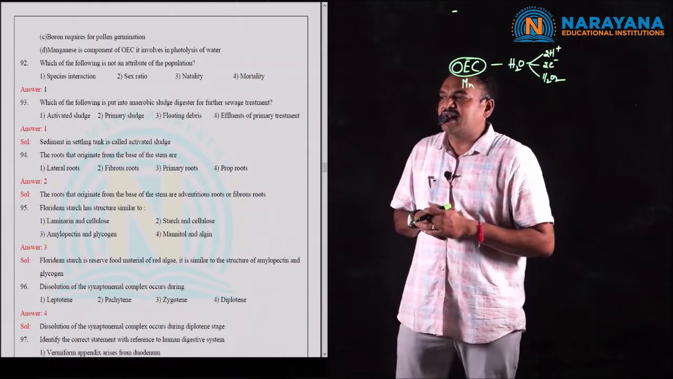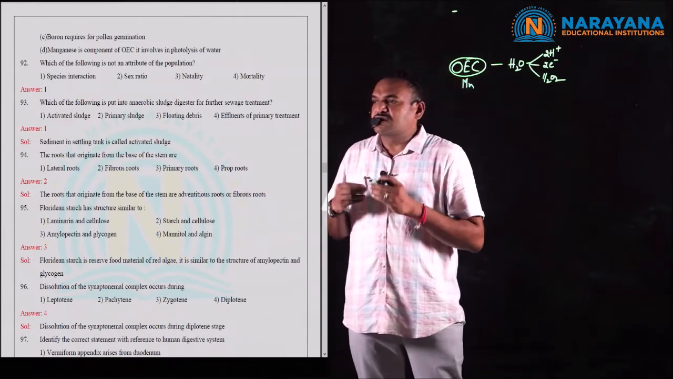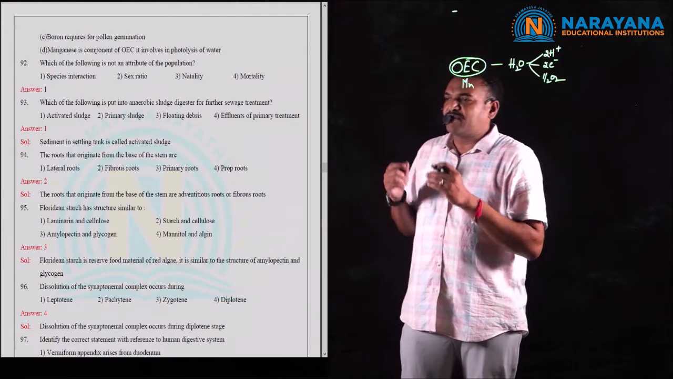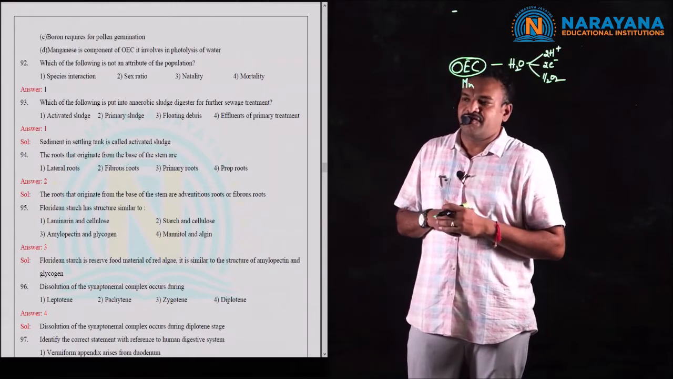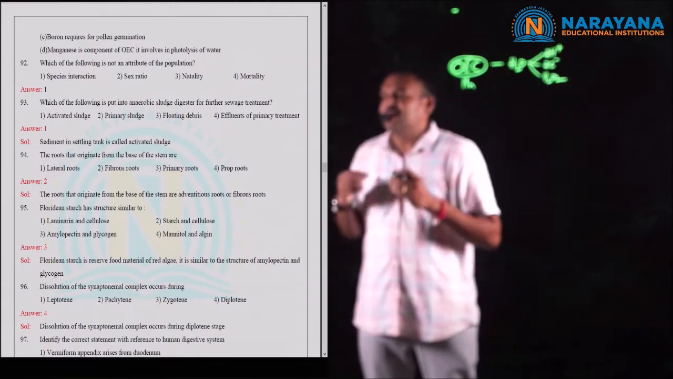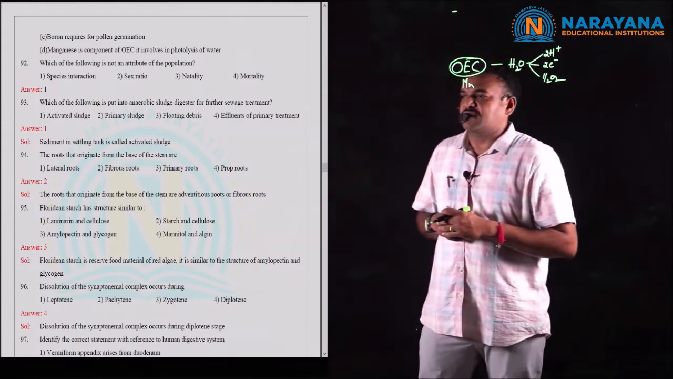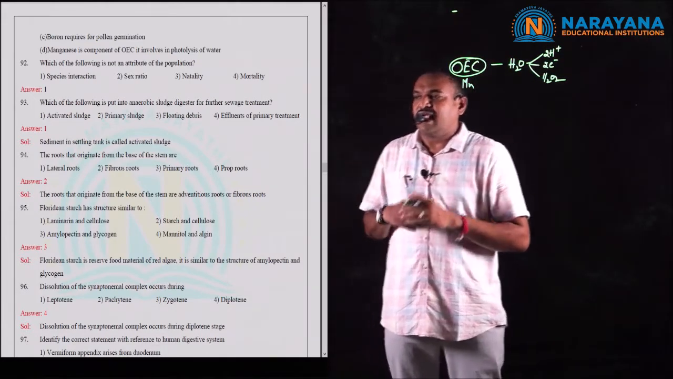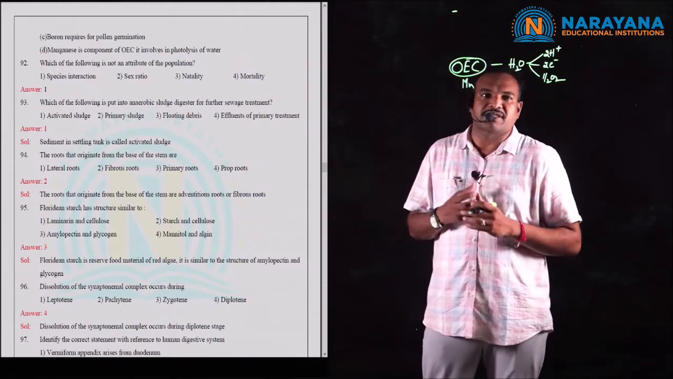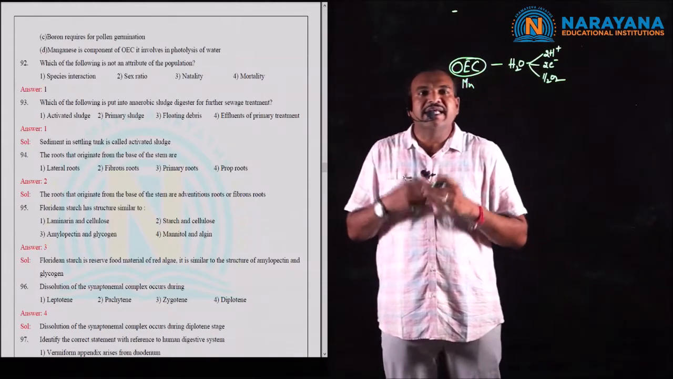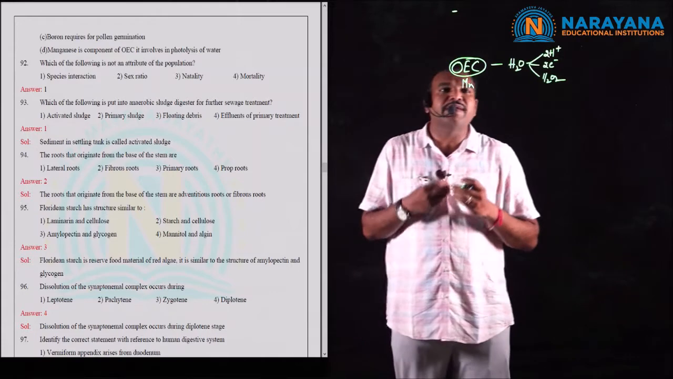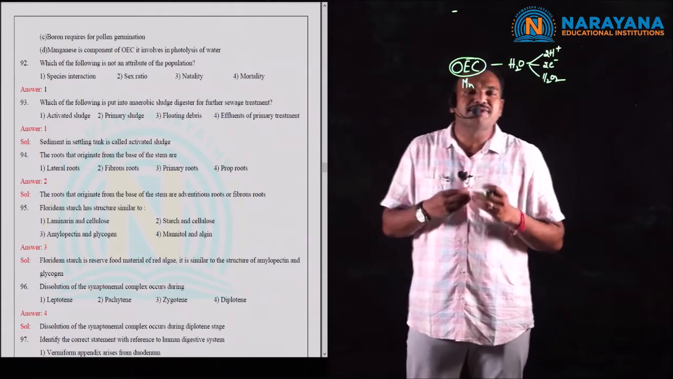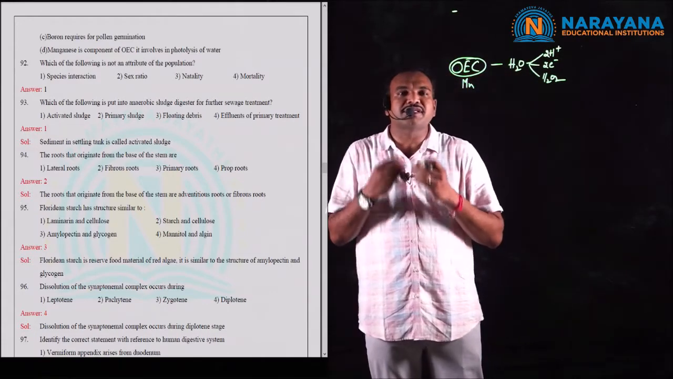And question number 94: the roots that originate from the base of the stem are: first option, lateral roots; second option, fibrous roots; third option, primary roots; and fourth option, prop roots. Students, we know that in an embryo there are 2 parts, plumule and radicle. Radicle produces the root system, plumule produces the shoot system.